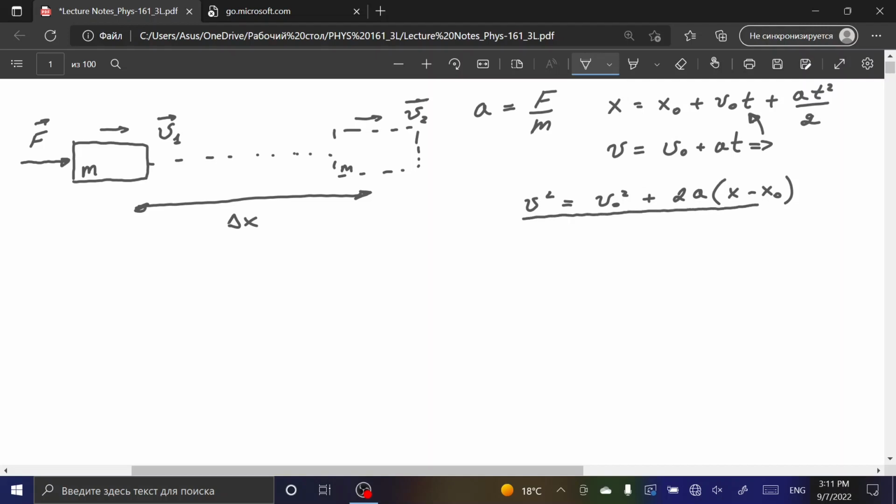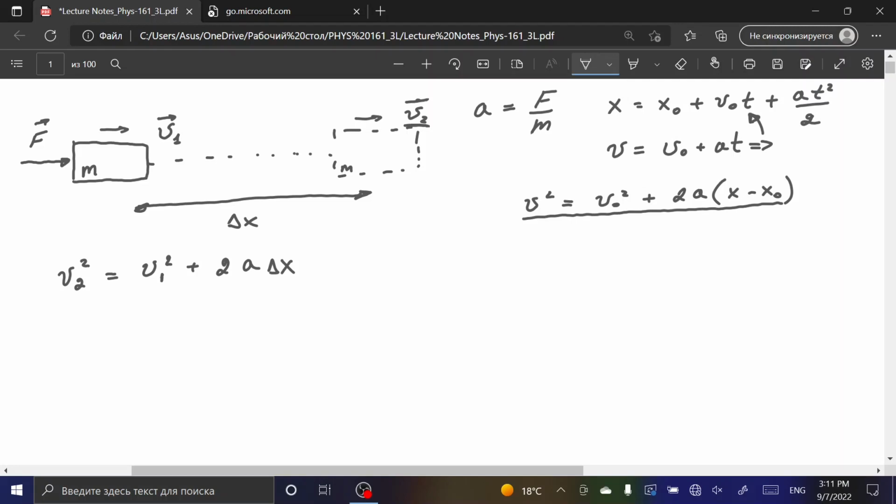Now let us work with this equation and apply it to the case which we consider when we deal with applied force F. So v2, the new velocity of the block, can be represented as v2 square equals v1 square, which is considered the initial velocity, plus 2 times a, constant acceleration, and x minus x naught is nothing else but the displacement along axis x. So we can write that this is delta x.